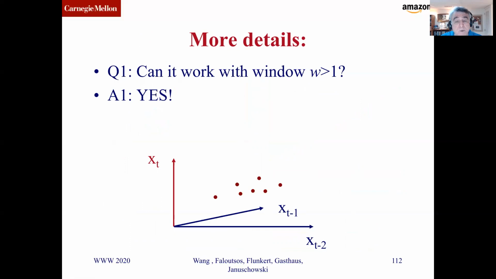So let's see the first part. How could we make it work when we want a window of 2, when we suspect that the temperature tomorrow depends on the temperature today and the temperature the day before?